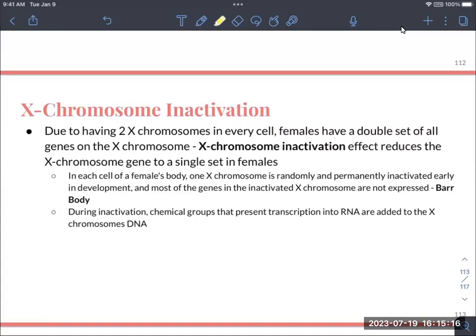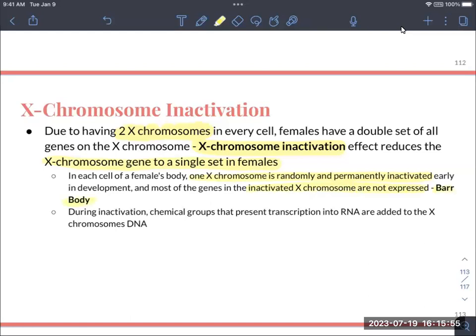So females, since they have two X chromosomes in every single cell, have two sets of these genes. So one of these X chromosomes gets inactivated. It reduces the X chromosome genes to a single set in females. One of these X chromosomes is randomly and permanently inactivated during development. The inactivated X chromosome is not expressed. That is known as the bar body.